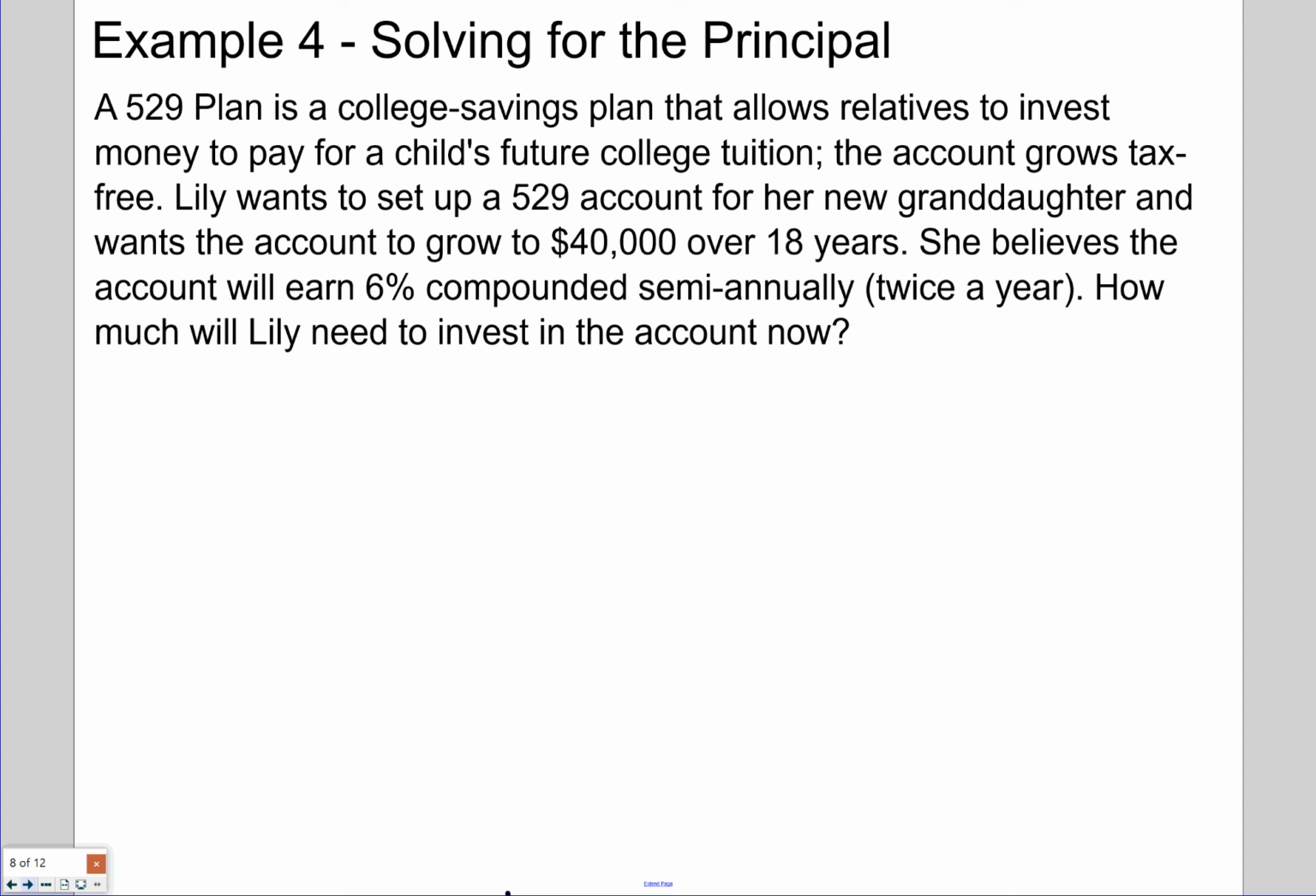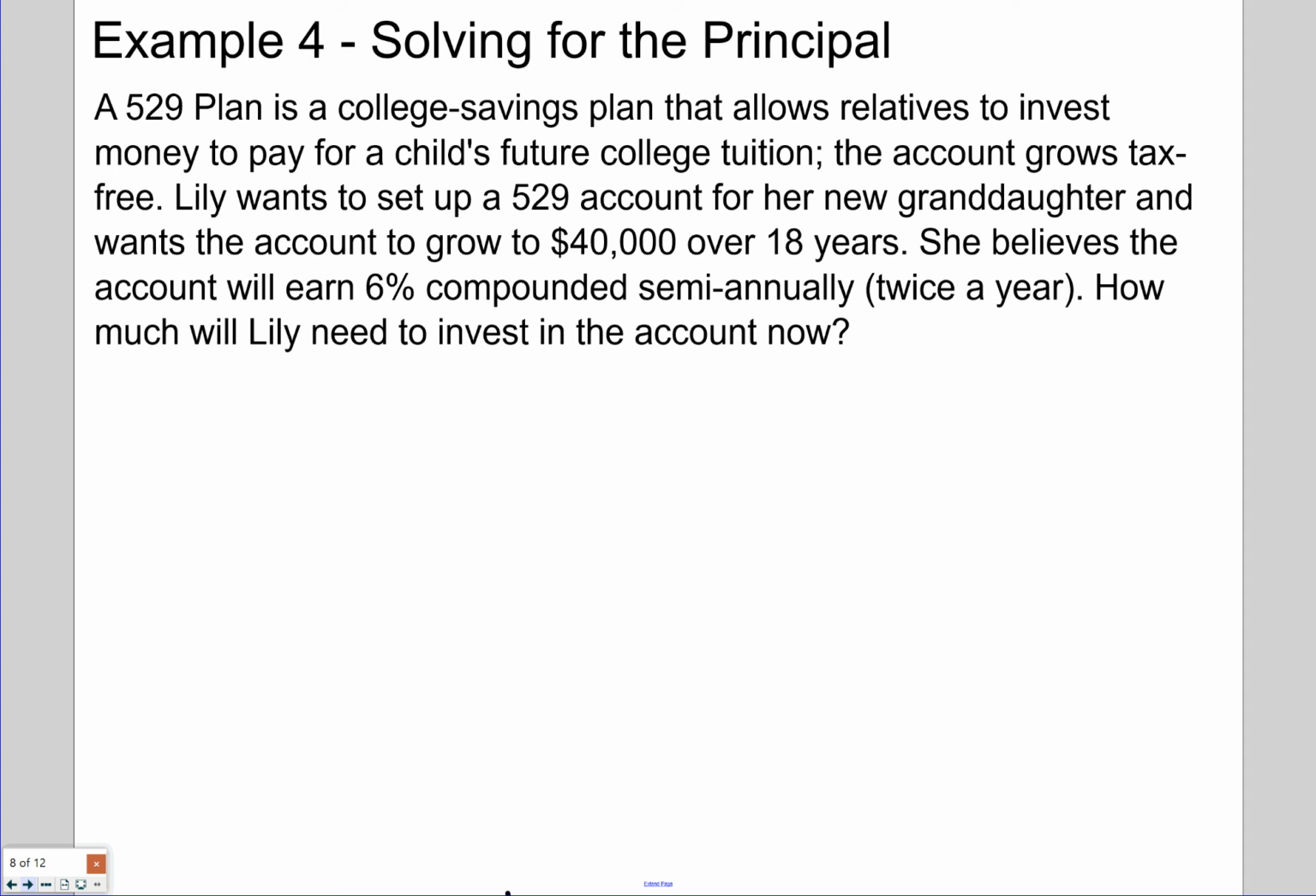In 5 years, if I say, hey, I want to take some of that money out of Henry's 529 plan, I can't do it. It doesn't allow the parents to go back in and take the money out. So no parent can spend your money. So we have Lily. She wants to set up one of these accounts for her new granddaughter and wants the account to be $40,000 when the granddaughter is ready for college at 18.